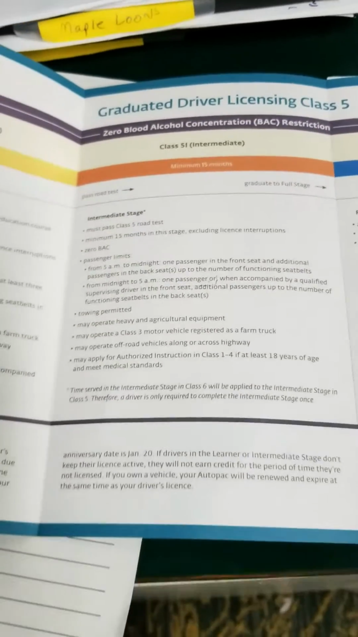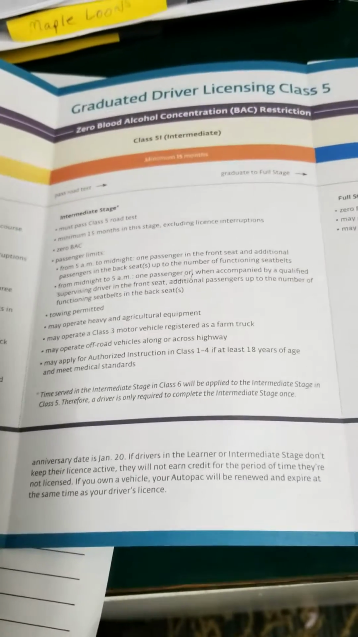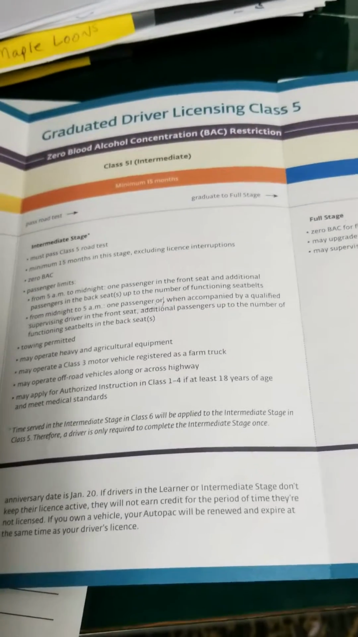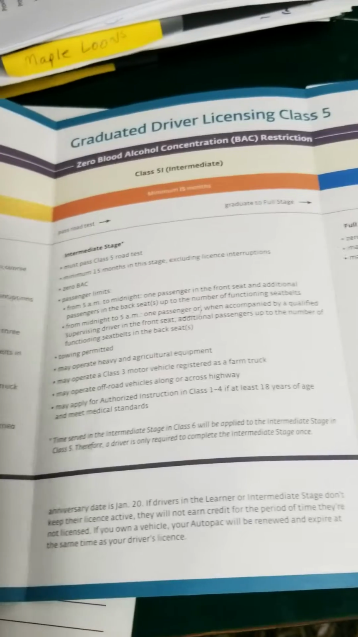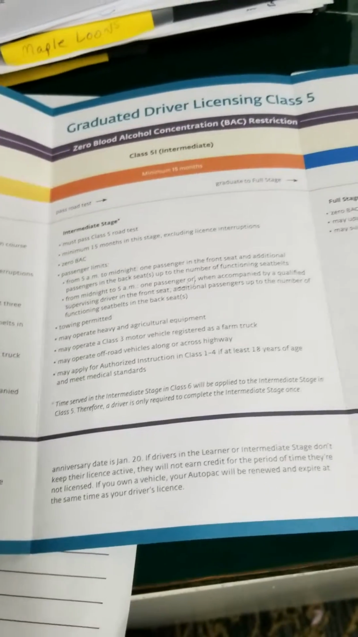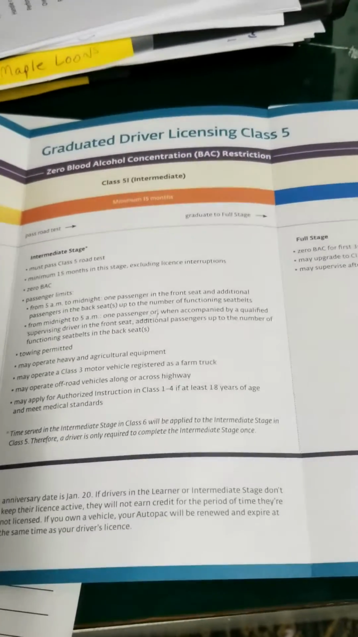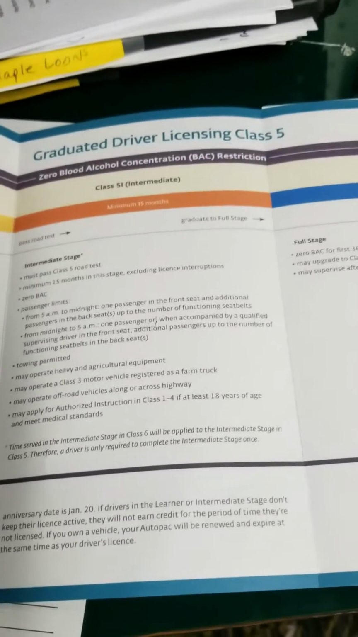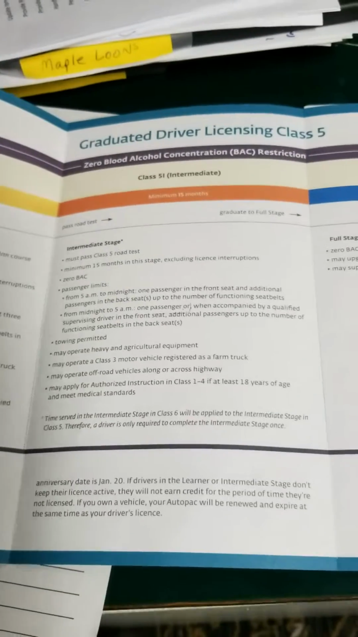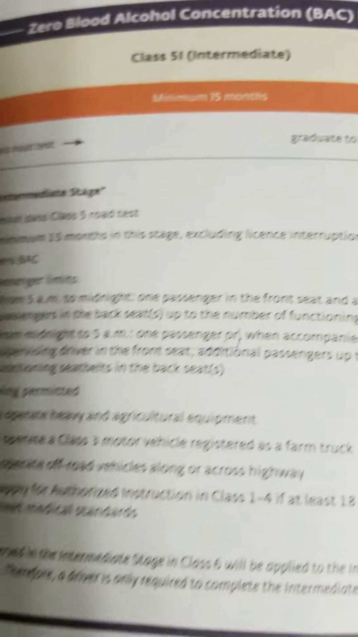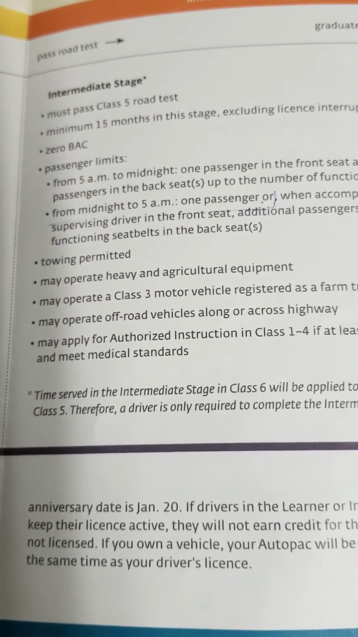So that part is a little complex. You can still drive with one passenger. Let's say you and your girlfriend are going somewhere at 1 o'clock in the morning, that's fine. But if you and your girlfriend and 2 other friends in the back seat, then you need a supervising driver beside you who has to have a class 5 license. You stay at that stage for 15 months, no drinking and driving.